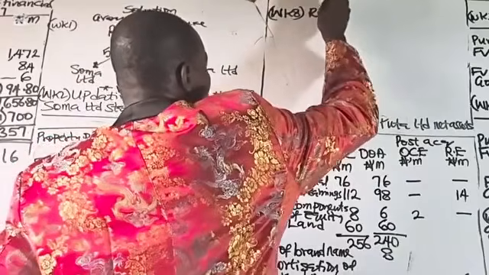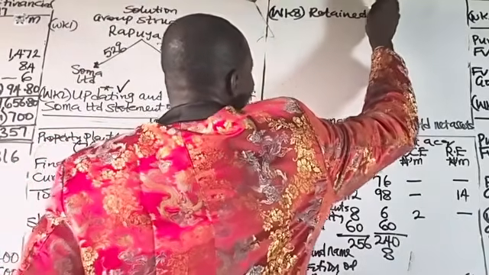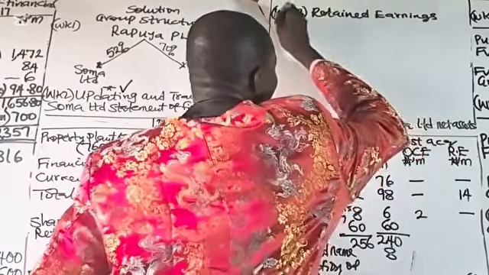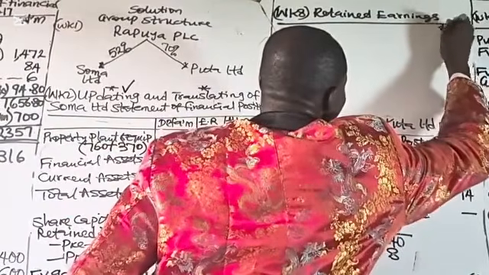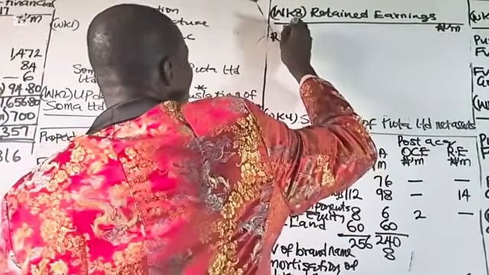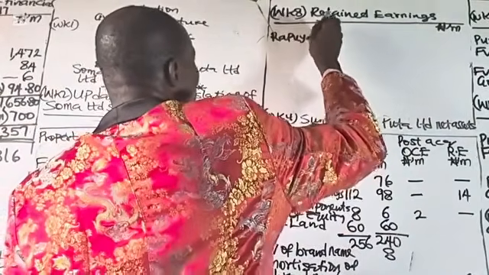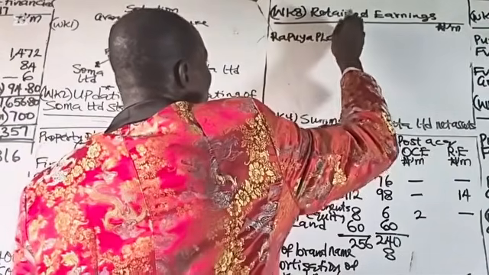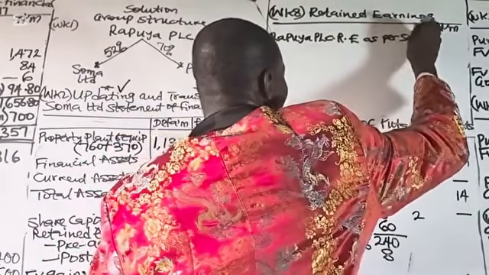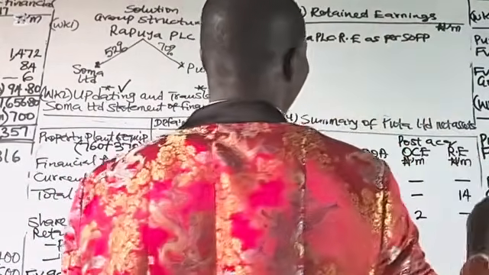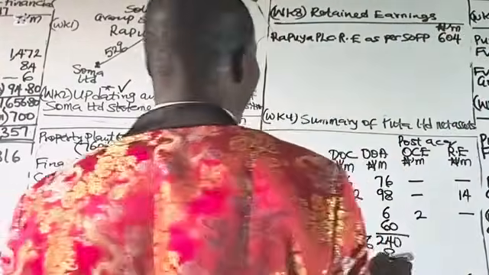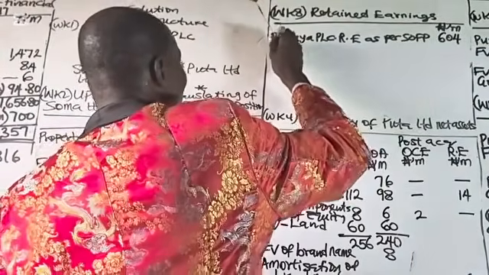Working number 8, retained earnings. Amount in million naira. So we start with Rapuya PLC retained earnings as per statement of financial position. From the statement of financial position of the parent, we have 604 million.